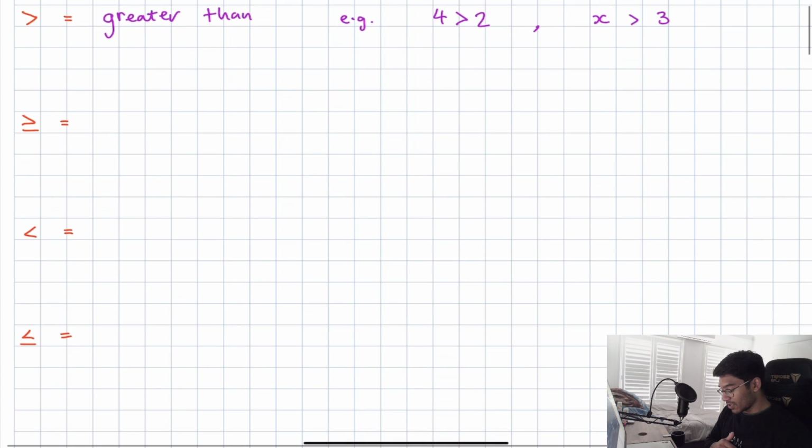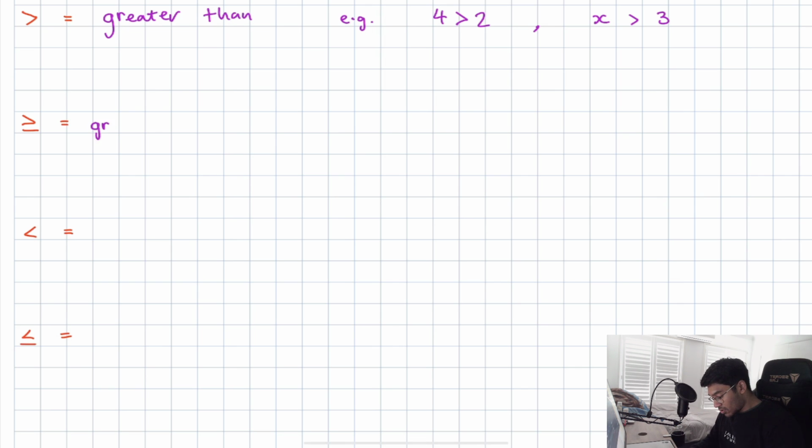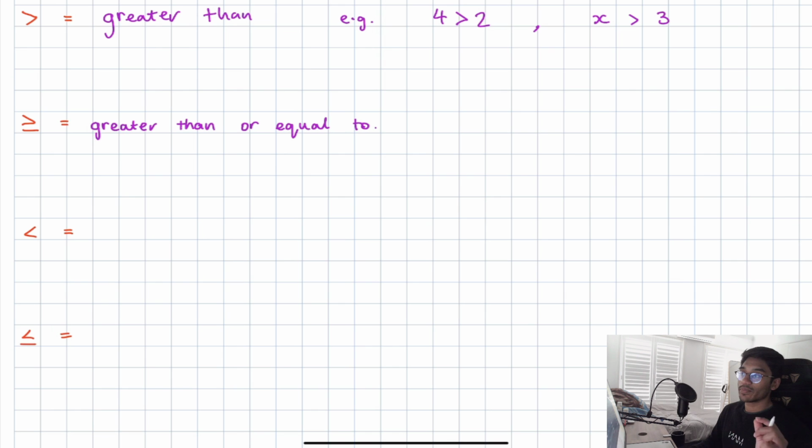Now we have this one here. So again, it's starting off bigger, going smaller, but now let's put a line underneath it. And that's called greater than or equal to. So the only difference between greater than, and greater than or equal to, is that line underneath it. You can think of it as being half of an equal sign. That's the way I think of it.